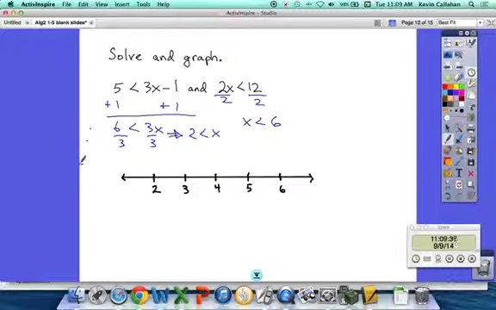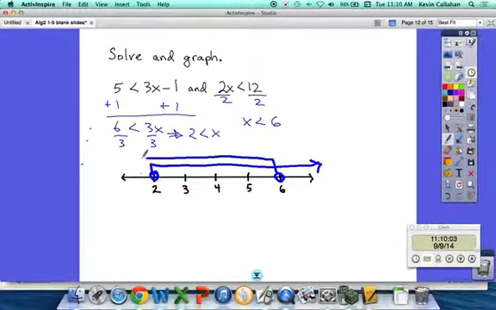So let me fatten up my pen again. Okay, so 2 is less than x, so here's the 2, open circle, shaded this way. X is less than 6, open circle, shaded this way. Since it's an and, it's true where both of them are true. Where are both true? In between which two numbers? 2 and 6, right? So I'm going to shade that in like this.